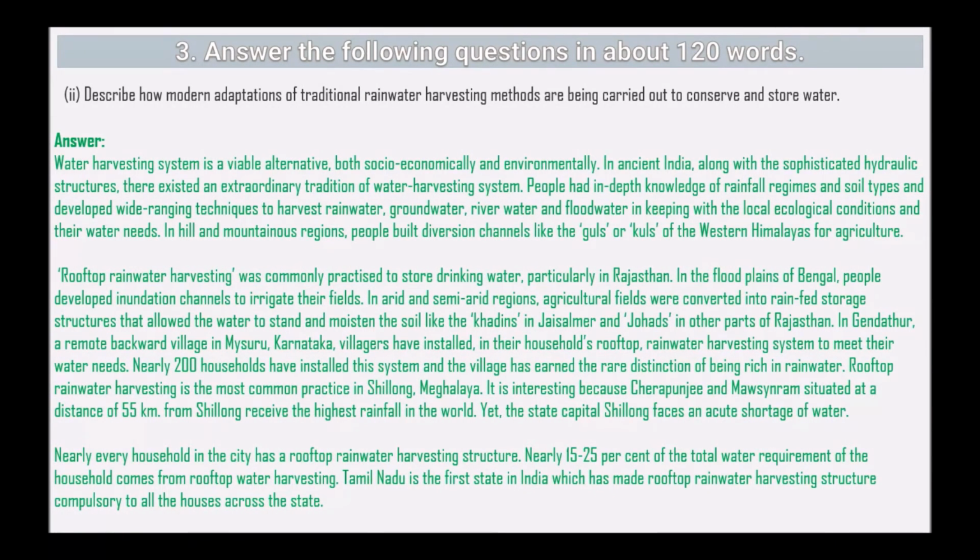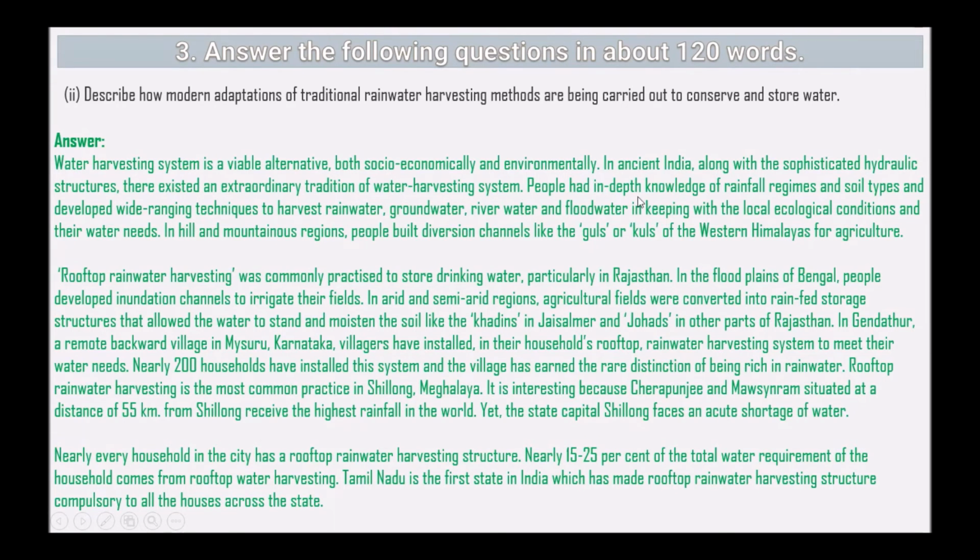Next, describe how modern adaptations of traditional rainwater harvesting methods are being carried out to conserve and store water. So, water harvesting system is a viable alternative both socio-economically and environmentally. In ancient India, along with the sophisticated hydraulic structures, there existed an extraordinary tradition of water harvesting systems.